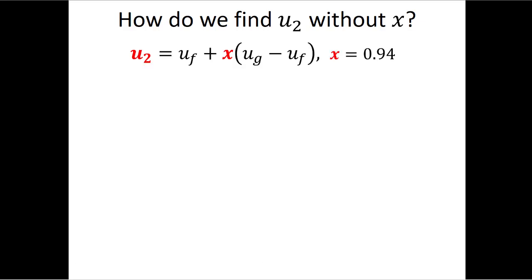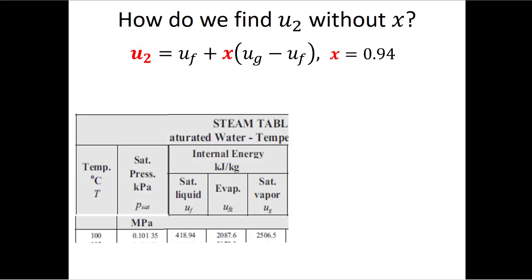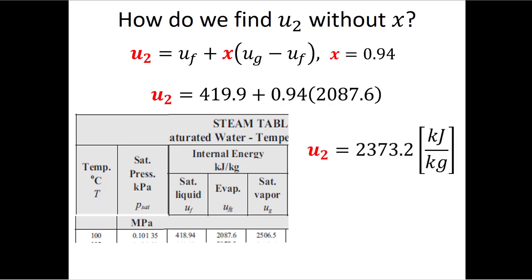Now that I know that the quality is 0.94, I can put that into my equation for specific internal energy. And I see that U2 is 419.9 plus 0.94, that's my quality, times 2087.6. This is all in kilojoules per kilogram. So I find that U2 is 2,373.2 kilojoules per kilogram.